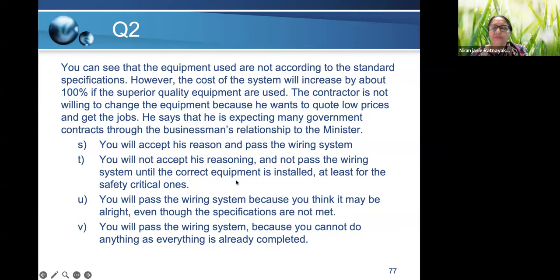You will not accept his reasoning and not pass the wiring system until the correct equipment is installed, at least for the safety critical ones. You will pass the wiring system because you think it may be all right, even though the specifications are not met. You will pass the wiring system because you cannot do anything as everything is already completed.